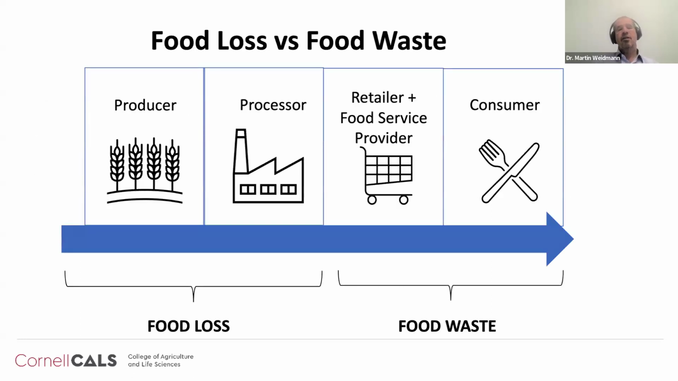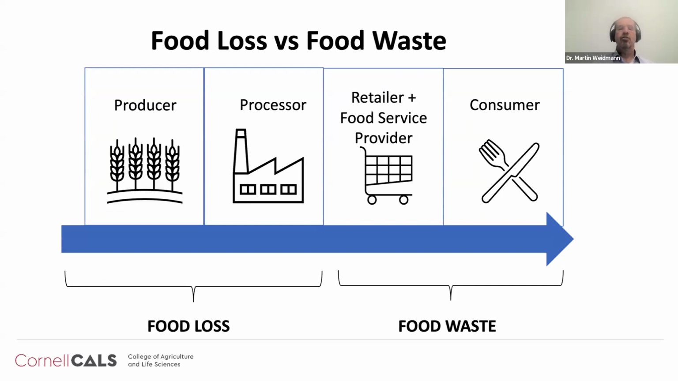Food loss and waste are terms that are sometimes used interchangeably, but if you look at FAO and the technical definition, food loss happens at the producer and the processor level. So an example of food loss would be a crop that is grown but is not harvested, or a crop that is processed but becomes waste at the processing level, while food waste is what occurs at the level of retail and consumer.